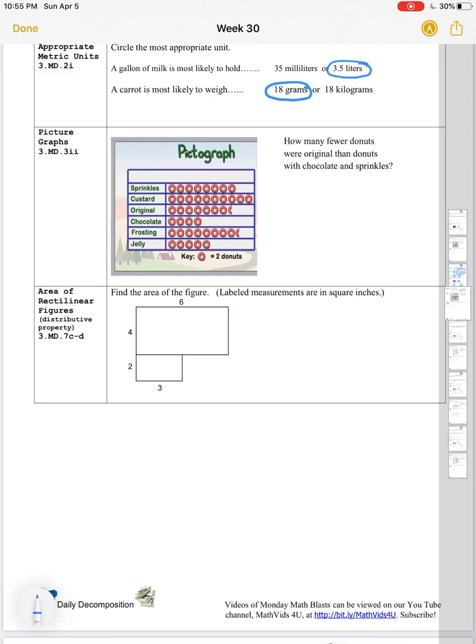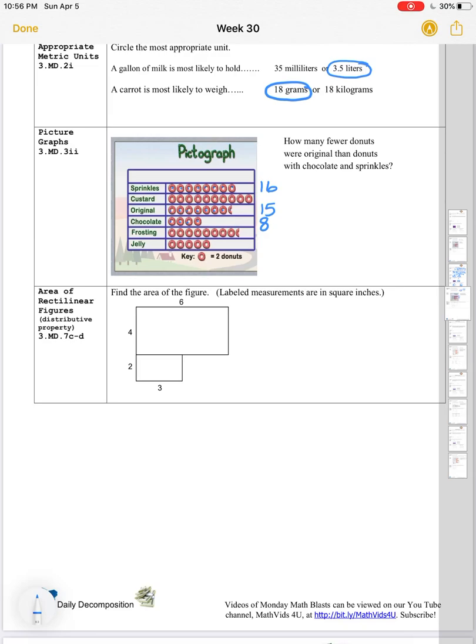Let's look at the types of donuts that we need for the question. We want to know how many fewer donuts were original. So let's look and see how many original donuts there were. 2, 4, 6, 8, 10, 12, 14, 15 donuts were original. And I'm comparing that to chocolate and sprinkles. So for chocolate donuts, I see I have 2, 4, 6, 8. And for sprinkles, we have 2, 4, 6, 8, 10, 12, 14, 16 donuts that were sprinkled.